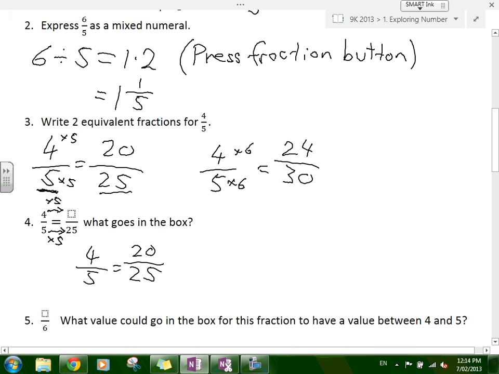If I multiply top and bottom by 5, it looks like this. If I multiply top and bottom by 6, it looks like this. If I happen to multiply top and bottom by 11, it would look a bit different again. But you're just choosing values, that's the thing. Yeah, that's right, just writing it a different way. So 4 over 5 is in its simplest form, but I can write it in all sorts of ways.